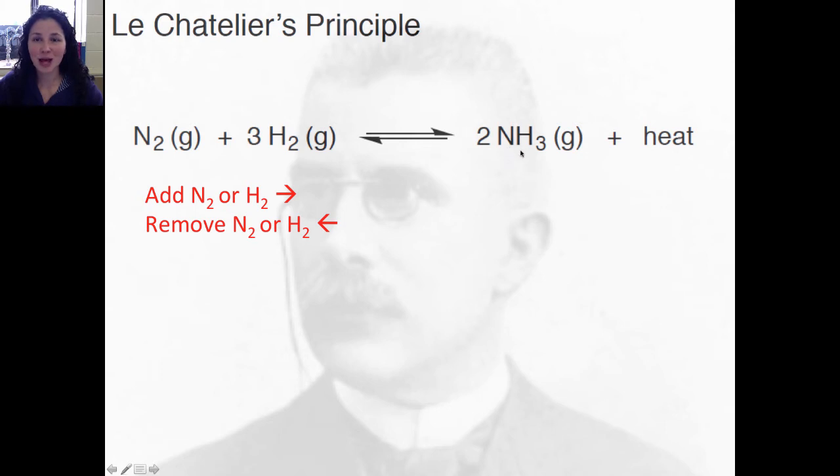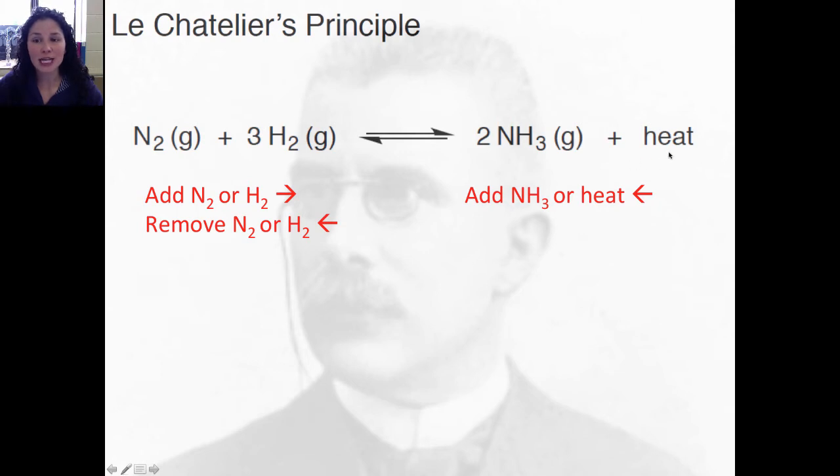A similar thing will happen if I change the concentration of ammonia. Heat acts just as if it were a normal product. If I add more ammonia gas to this equation, there will be more product than there should be, and so the equilibrium will shift in the reverse direction. So if I add more ammonia, I should get the shift this way.